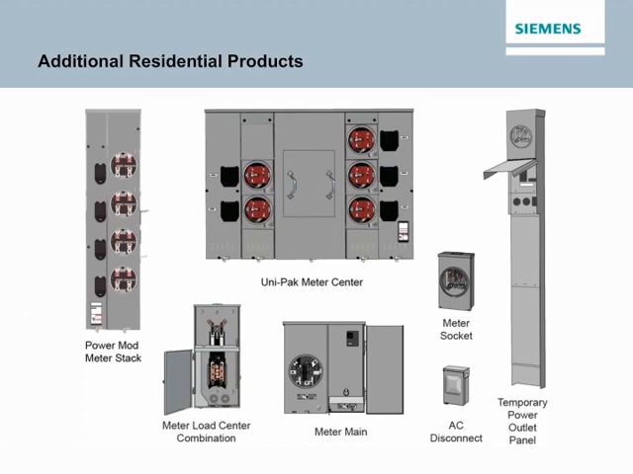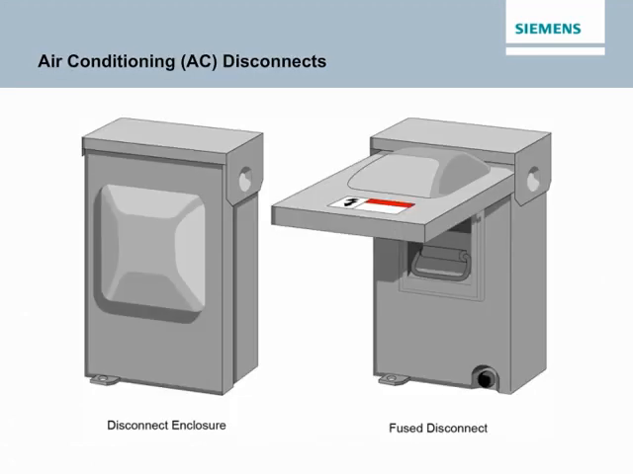In addition to load centers and circuit breakers, Siemens also offers a full range of other products used in single-family and multi-family residential applications. Siemens manufactures fused, non-fused, and molded K-switch air conditioning AC disconnects. These are supplied in a NEMA Type 3R enclosure. Both steel and plastic enclosures are available.